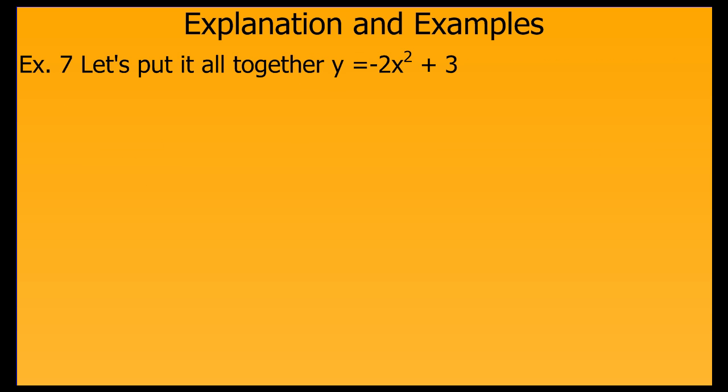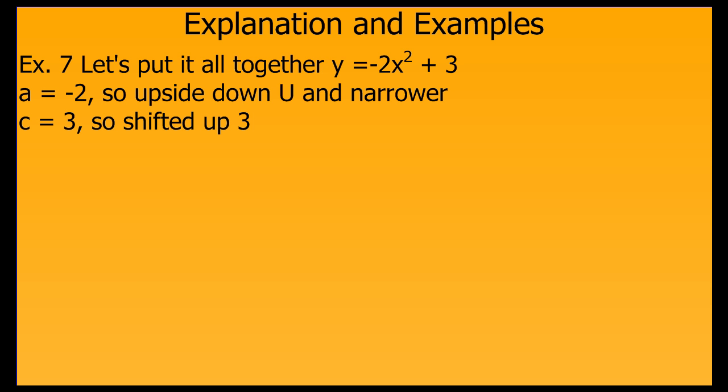Now let's put this all together in this example, y equals negative 2x squared plus 3. Look at the negative 2 and at the positive 3, and you should be able to predict what the graph is going to look like. Since a equals negative 2, we know it's going to be an upside down u that's narrower than our parent function. And since c equals 3, we know it should also be shifted up by 3 units.